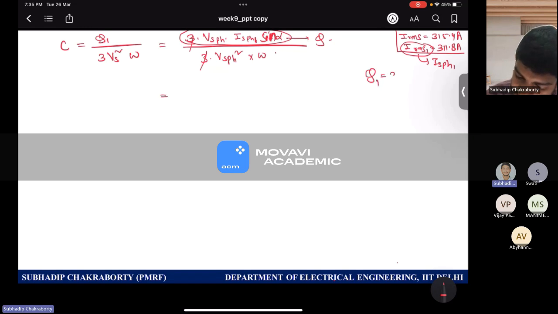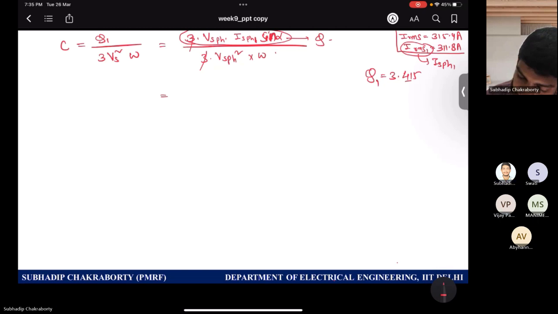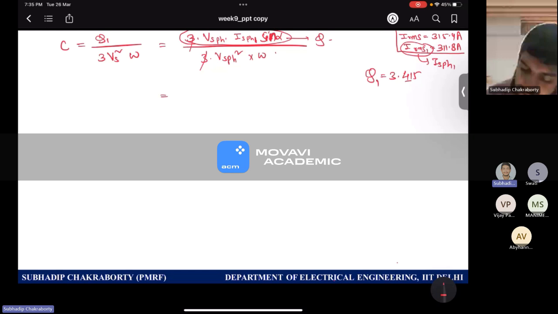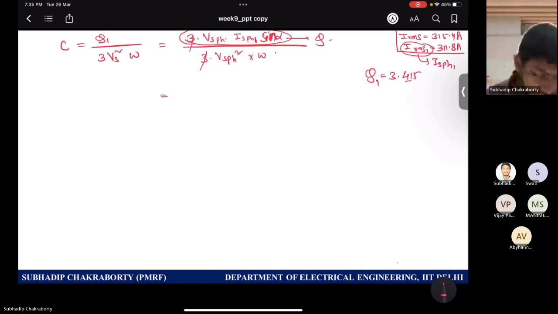So what is Q1? It is 3 times V phase into I phase, or you do root 3 times V line I line. What is the line voltage? 415 divided by root 3. I phase and I line are the same for star. So this is 311.8 into sin alpha. Alpha is 45 degrees. So what is Q1 coming?